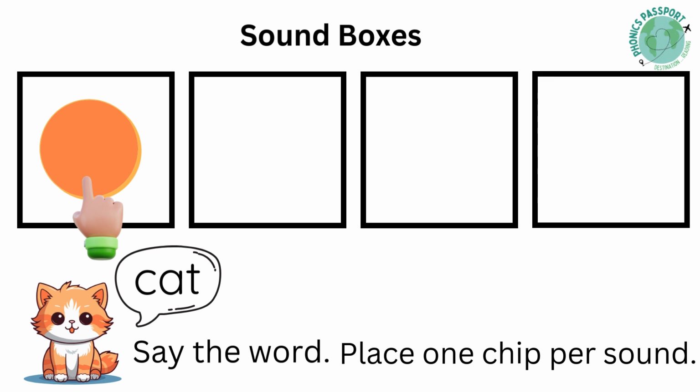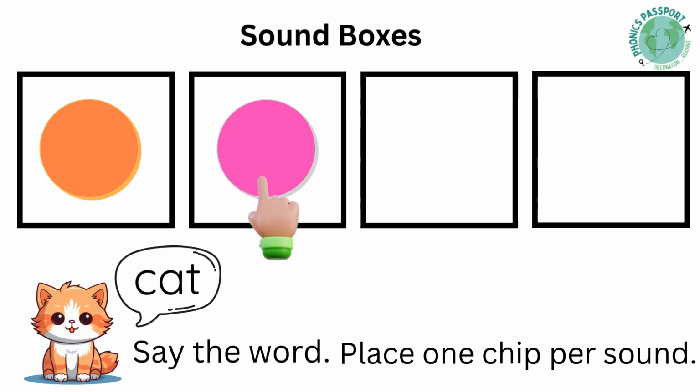Here's an example of how to do this with your child. What is the first sound we hear in the word cat? Cat. The sound is k. Place 1 chip in the first sound box for the k sound. What is the second sound we hear in the word cat? Cat. The sound is ah. Place 1 chip in the second sound box for the ah sound. What do we have so far? K, ah.